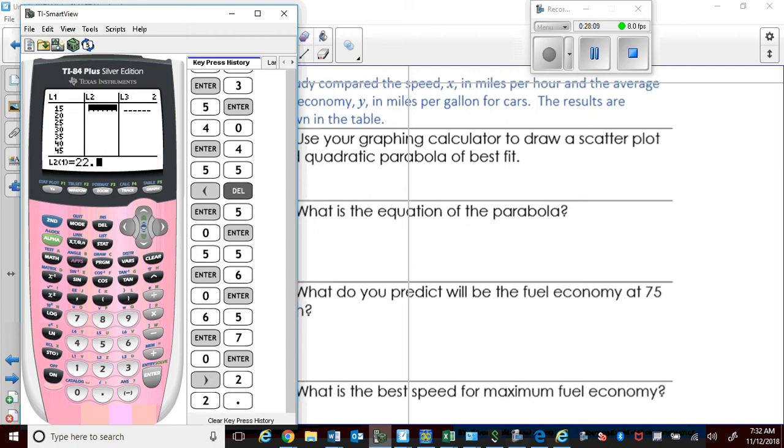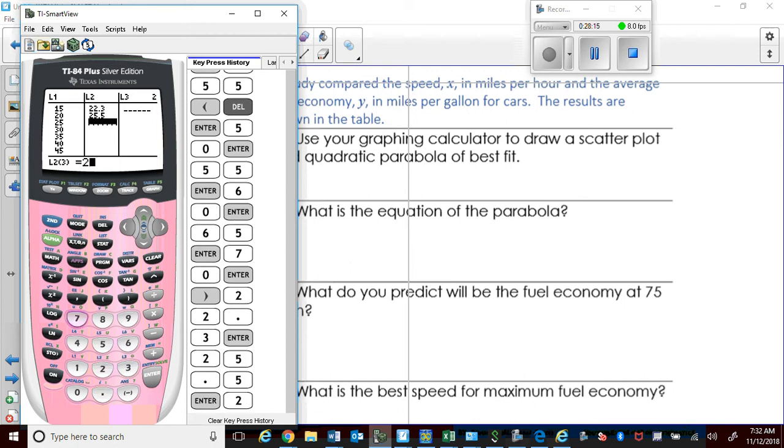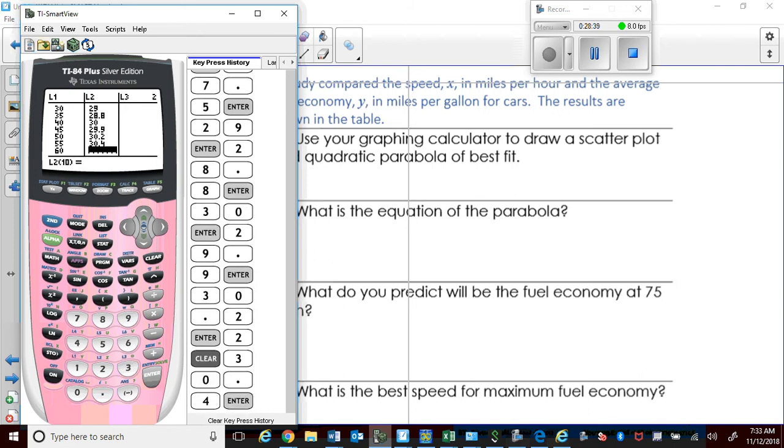I have 22.3, 25.5, 27.5, 29, 28.8, 30, 29.9, 30.2, 30, 30.4, 28.8, 27.4. This is a lot of numbers, so you probably want to make sure that you have the same amount of numbers on each side.